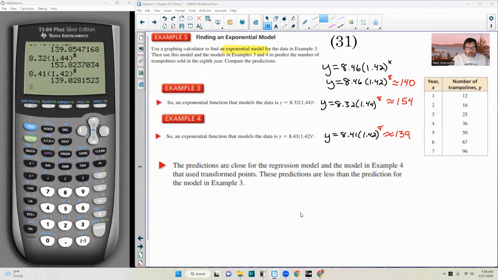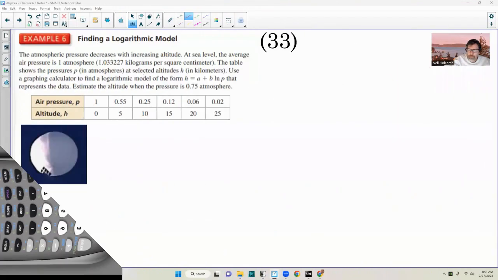So the predictions are close for the regression model and the model in example 4 that use transform points. These predictions are less than the prediction for the model in example 3. So then you're just summarizing your results. Okay, so there's example 5. Now you should be able to do problem number 31 in the exercises.